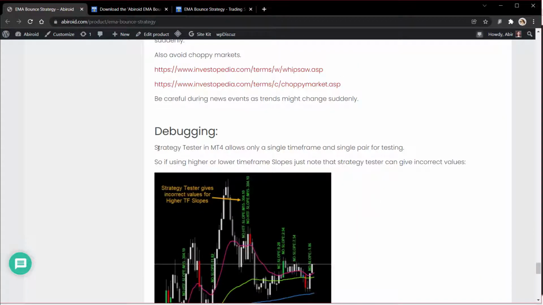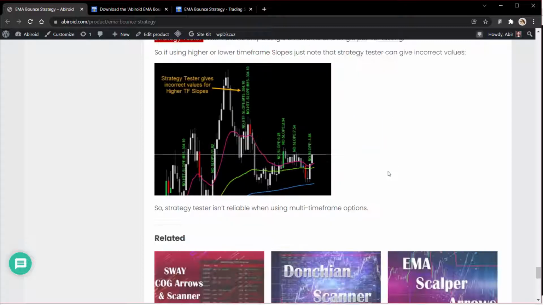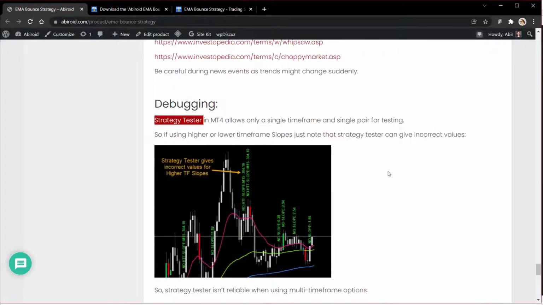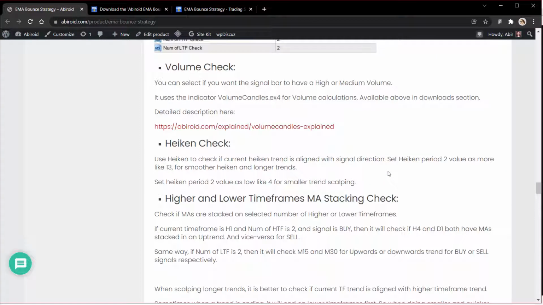And as for the strategy tester, this MT4 in MetaTrader, the strategy tester only allows a single pair and a single time frame. So if you're using the HTF and the LTF slope values, then you will get incorrect values. Like you will get very higher values. So if you're debugging with strategy tester, then don't use the LTF or HTF, as that might give you incorrect values. So yeah, I think I have covered everything and all these settings.